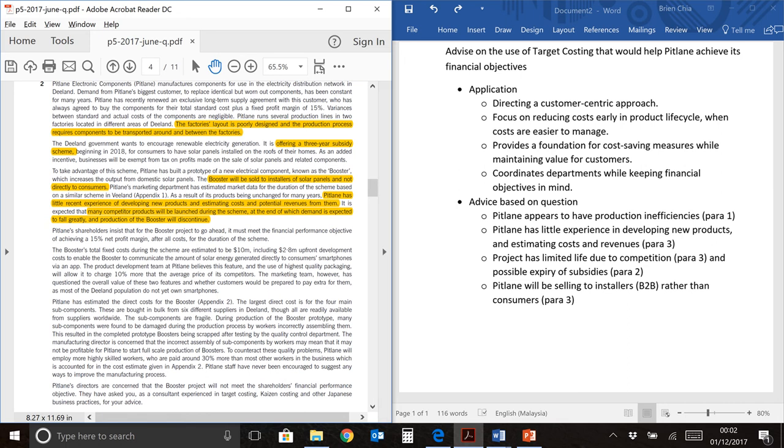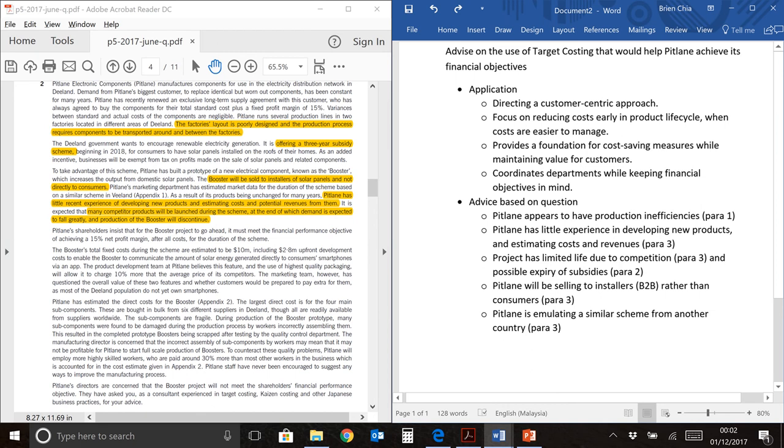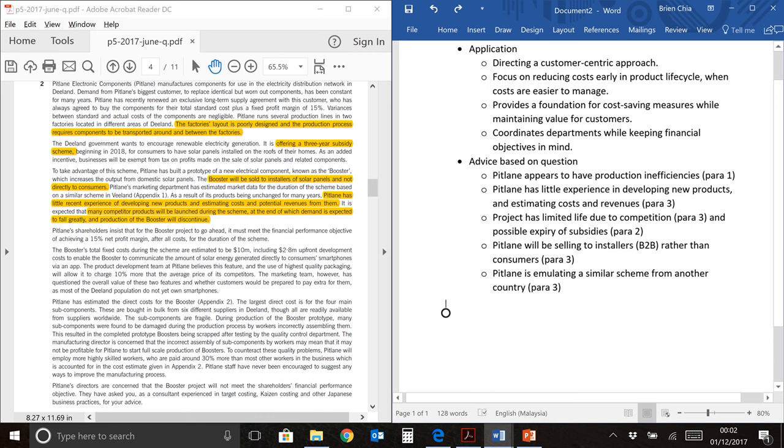Okay, the next item is that Pit Lane's market data, the selling price and things like that, is based on emulating a scheme from another country, and we find this over here. Pit Lane's market data for the duration of the scheme is based on a similar scheme in VLAND. Now, remember earlier we talked about Pit Lane having very little experience in developing products, so they decided to just port over the data from VLAND. We need to take this with a pinch of salt. You cannot assume that the data you see from VLAND would be applicable to DLAND, which is the country Pit Lane is operating in. So we need to question that in our answer.